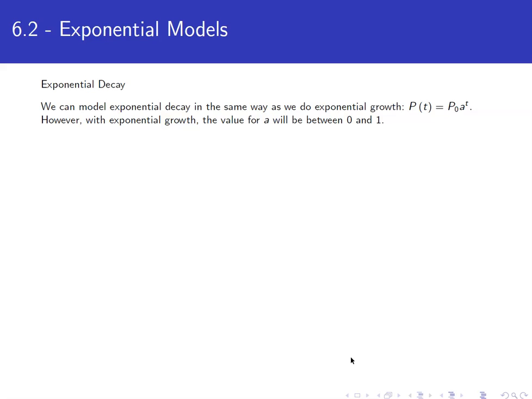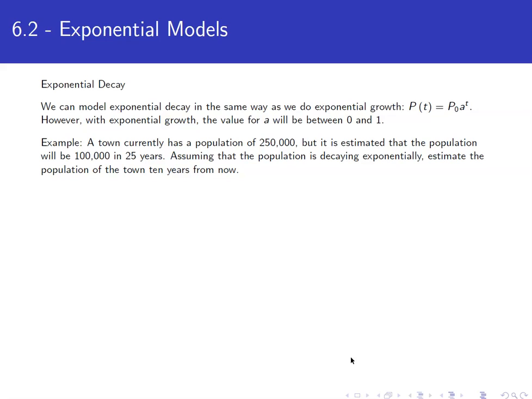We can also do what's referred to as exponential decay. We do exponential decay the same way we do exponential growth. It's just going to turn out that with exponential decay, the a value will be between 0 and 1. All right, so let's say we have a town that has a population that's decreasing. It's 250,000 now, but it's estimated the population is going to dwindle to 100,000 in 25 years. Assuming that we're decaying exponentially, let's estimate the population of the town 10 years from now.